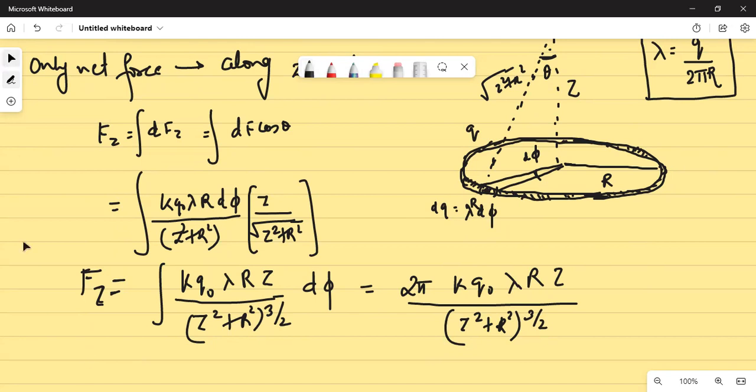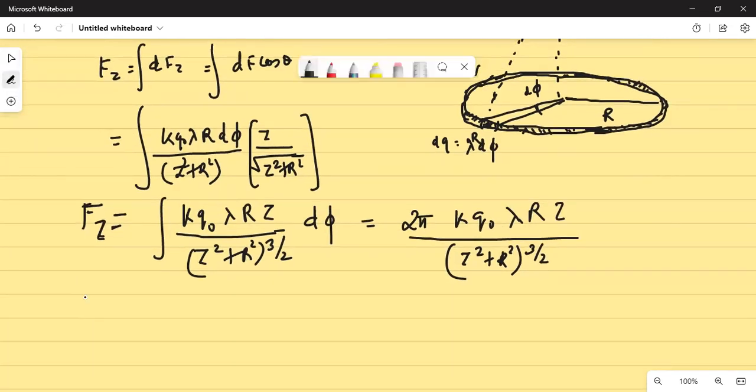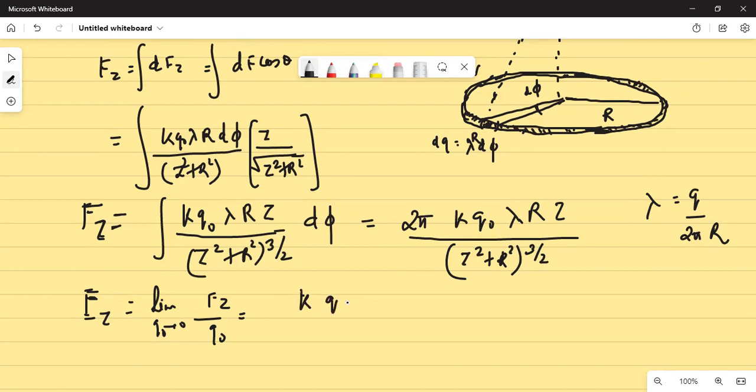Okay, so net force it exerts on this particular charge q naught is given by this. So net electric field along the z direction would be limit q naught tends to 0 of Fz divided by q naught. So q naught gets cancelled, and this lambda I can obviously write as q upon 2 pi r. So 2 pi gets cancelled with another 2 pi, only r remains, and r also gets cancelled. So I'm left with k q z upon (z square plus r square) to the power 3/2.